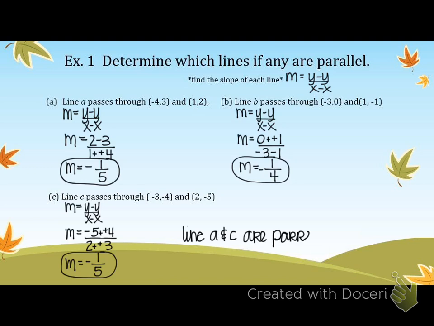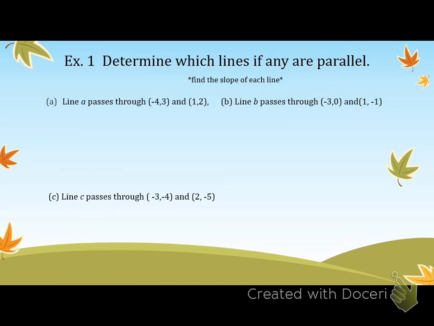Now you can't make that determination, okay? Did you see that? I just totally misspelled parallel. Sorry. Parallel. My bad. Okay, so line A and C are parallel. That takes us into example number 2.